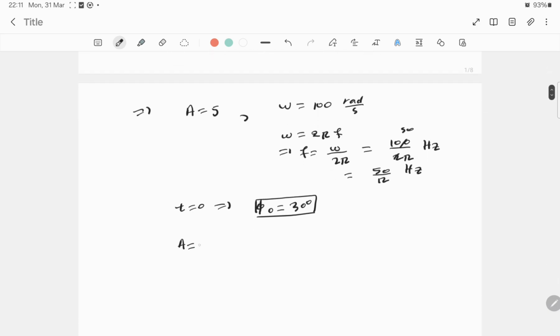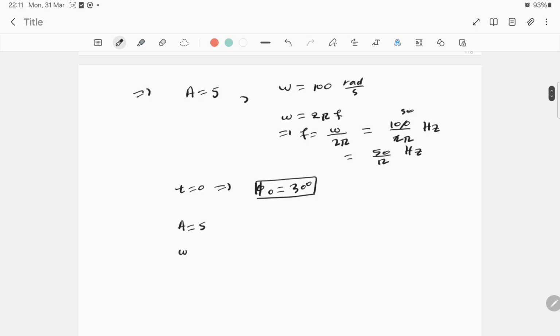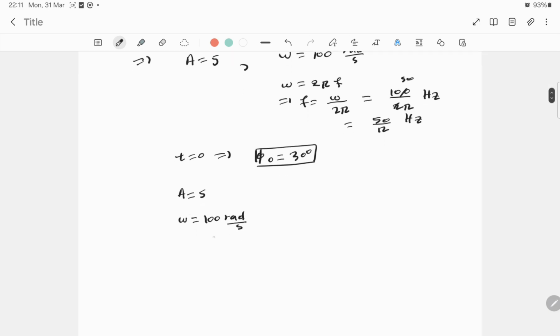So what we have: A equals 5, omega equals 100 rad per second, f equals 50 over pi hertz, and phi 0 equals 30 degrees.